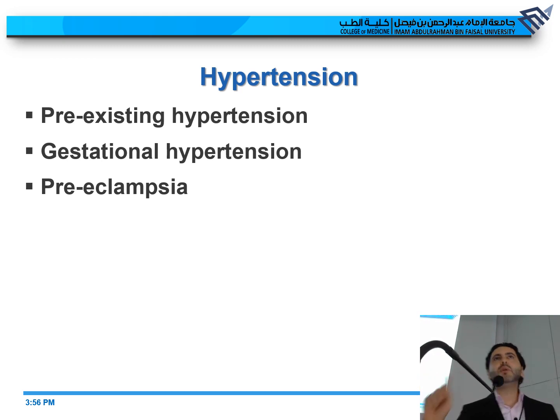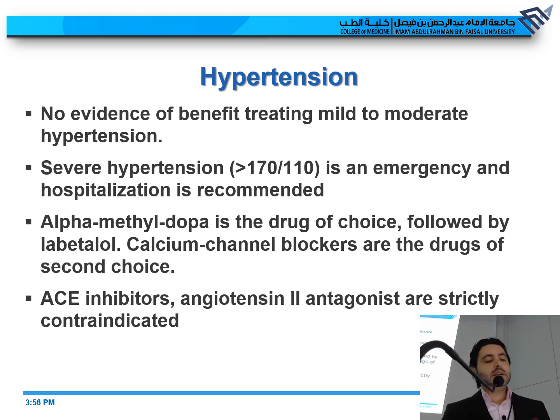Last thing, a quick word about hypertension in pregnancy. It is divided into pre-existing hypertension, where, as I said, the pregnant lady's blood pressure might go down, so the dose might go down also, or she can even go throughout pregnancy without antihypertensive medication; gestational hypertension, which will happen during pregnancy; and preeclampsia. Preeclampsia we'll keep for the OB people, and we'll talk about the regular hypertension. There is no clear evidence that treating mild to moderate hypertension is of benefit. Severe hypertension, more than 170 over 110, is an emergency, and hospitalization is recommended.